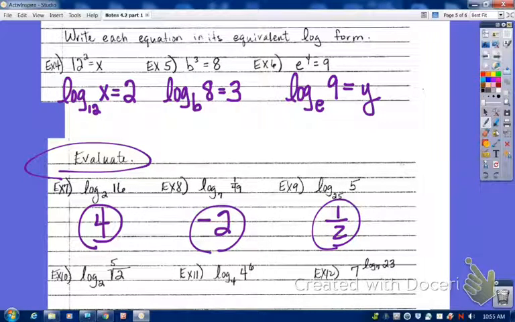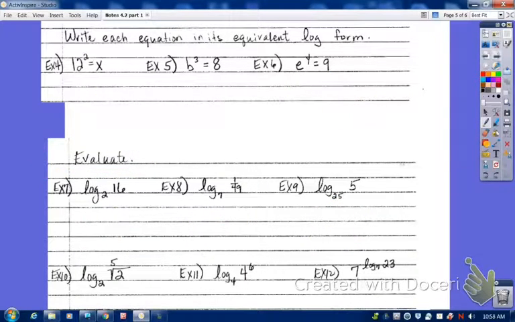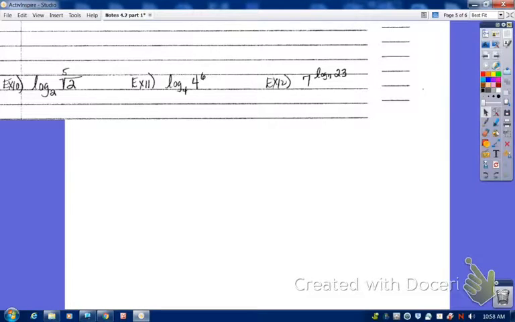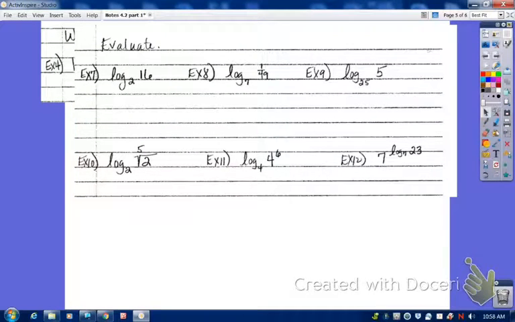All right, example 10. 2 to what power equals the 5th root of 2? We'll slide this up. 1/5. Good. Wait, how do you know that? Okay, so you would think about the 5th root of 2 as being 2 to the 1/5. So it goes back to the square root.